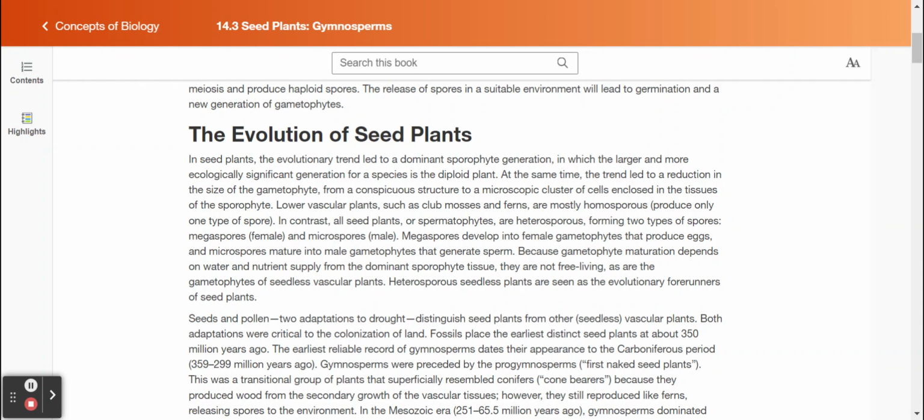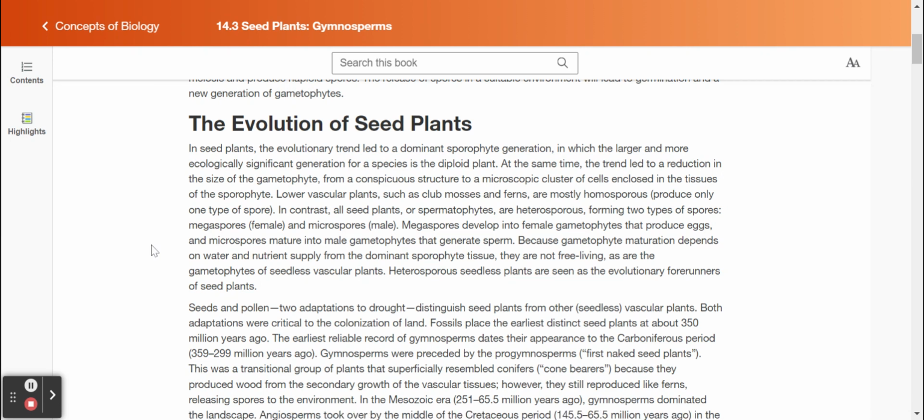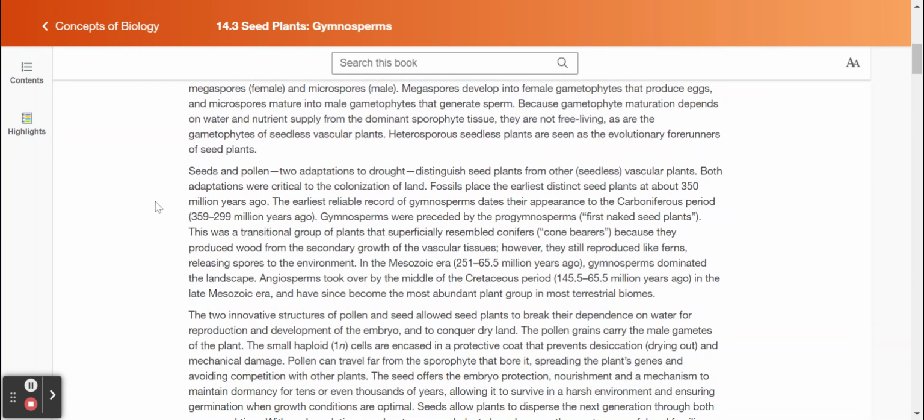Seeds and pollen, two adaptations to drought, distinguish seed plants from other seedless vascular plants. Both adaptations were critical to the colonization of land. Fossils place the earliest distinct seed plants at about 350 million years ago. The earliest reliable record of gymnosperms dates their appearance to the Carboniferous period, 359 to 299 million years ago.